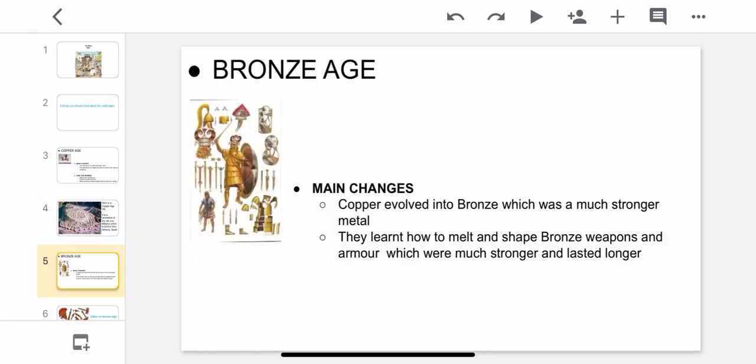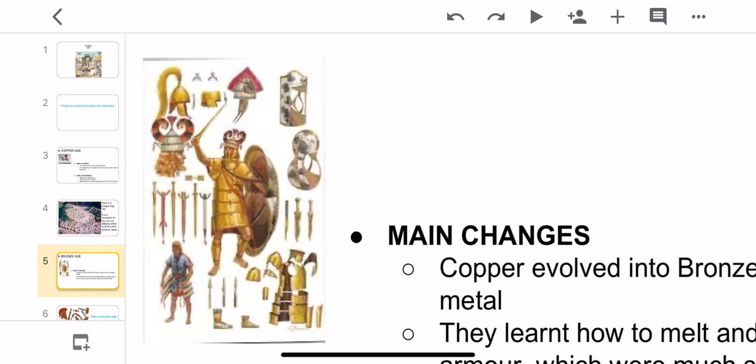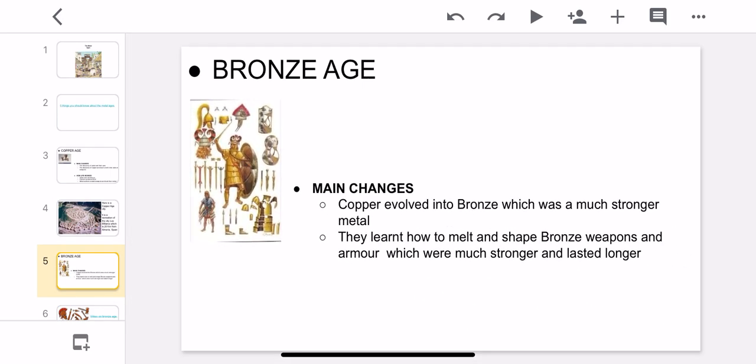Next was the Bronze Age. You can see here a picture of the bronze metal and how it was used in war. The main changes between copper and bronze was that bronze was a much stronger metal.